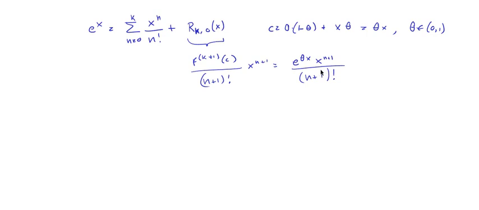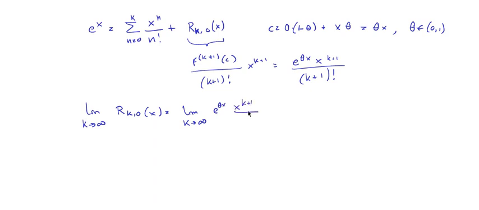Now, what happens if we take the limit when n goes to infinity of this? Oh, I mixed k and n, sorry. So this is k plus 1 throughout. The limit when k goes to infinity of the remainder is going to be the limit when k goes to infinity of e to the theta x times x to the k plus 1 divided by k plus 1 factorial.